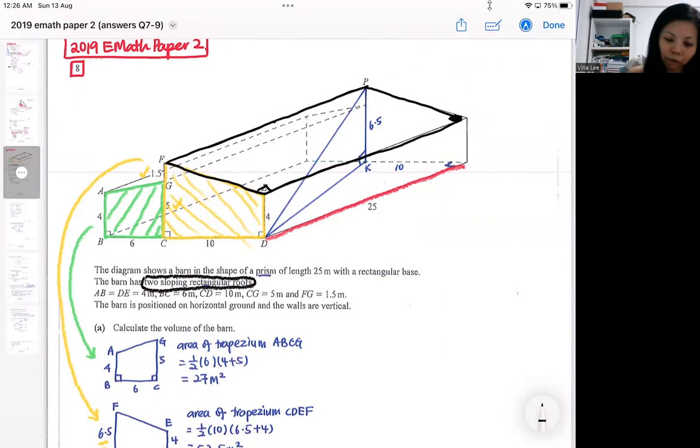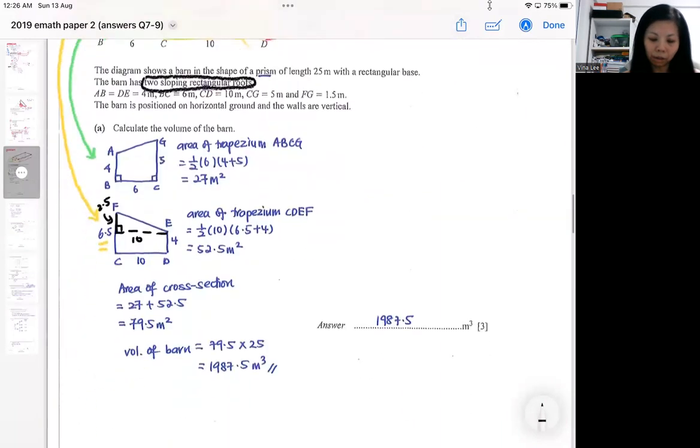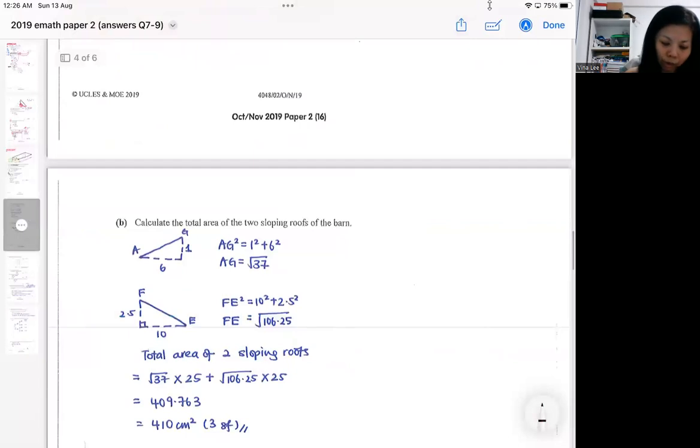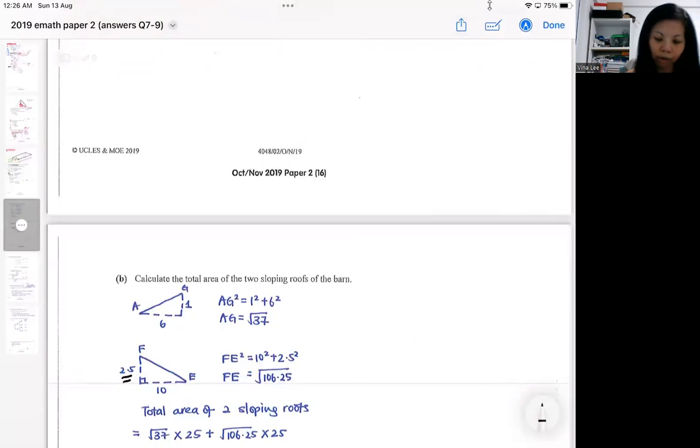For this piece, I need to find what this is, and I have to do it by the Pythagoras theorem. Actually, I'm using this part to do the Pythagoras theorem. This part will be 2.5. I'm using this trapezium to do the Pythagoras theorem. It happens here, this is the bigger one. This is where the 2.5 comes from.